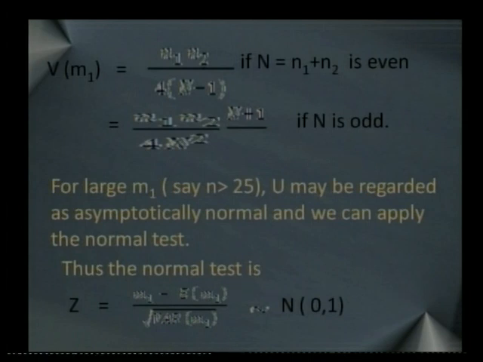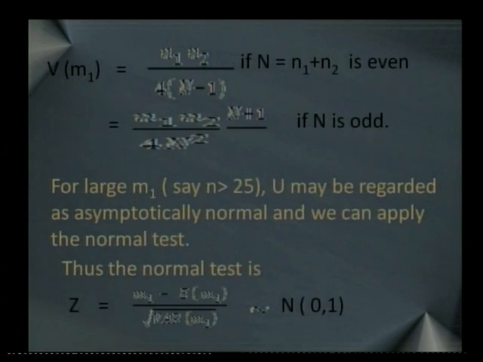1 plus N2. Similarly, the variance of M1 is calculated, which is N1 into N2 divided by N squared into N minus 1 if N equal to N1 plus N2 is even, and if N is odd, then the formula is N1 plus N2 multiplied by 2 divided by 4N square.